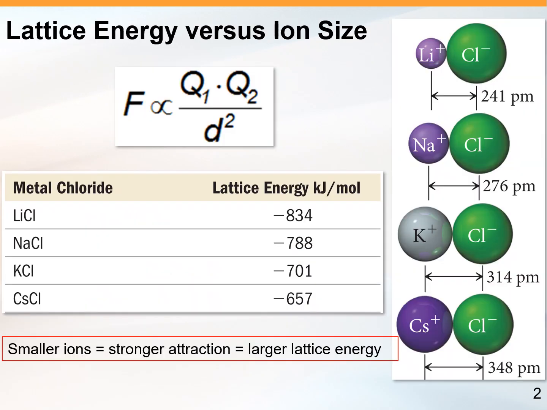So the attractive force, that the ions attract each other, affects lattice energy. If you look at the formula, we've got the product of the charges divided by the distance between them squared.